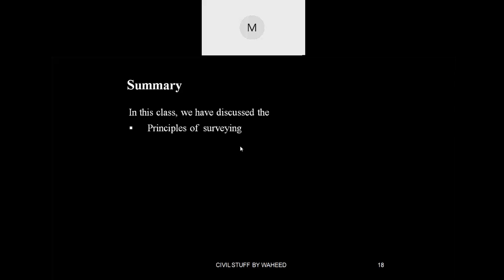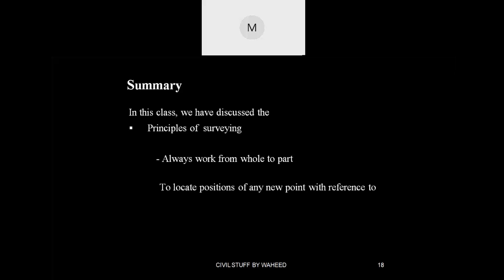So these are the things we have learned, that is, the principles of surveying. That is, always work from whole to part, and to locate the position of a new point with reference to any two known points.